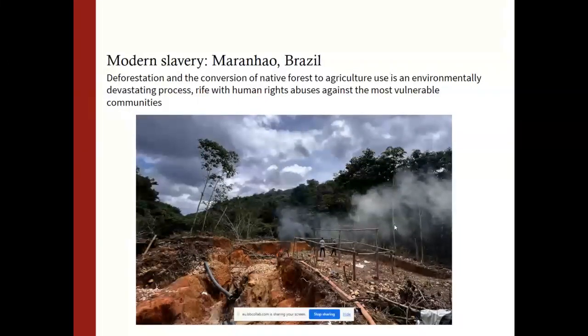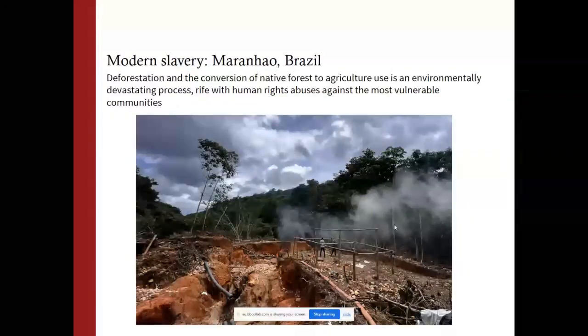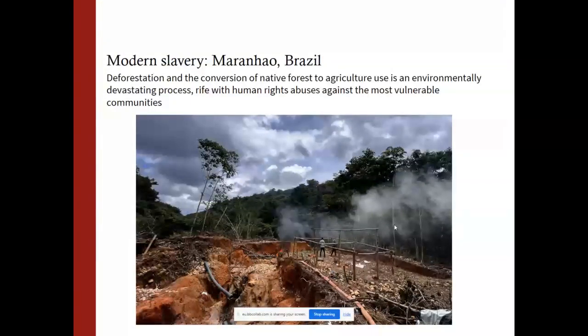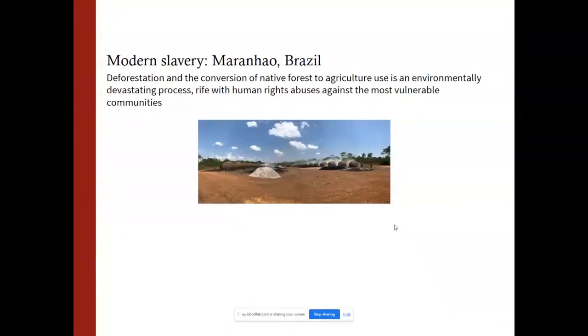One is once you clear cut it, you can now put soy crops or maybe raise beef cattle there, but also you can get access to some of the minerals and that kind of stuff. So deforestation is happening a lot, and it's happening sort of away from population centers.